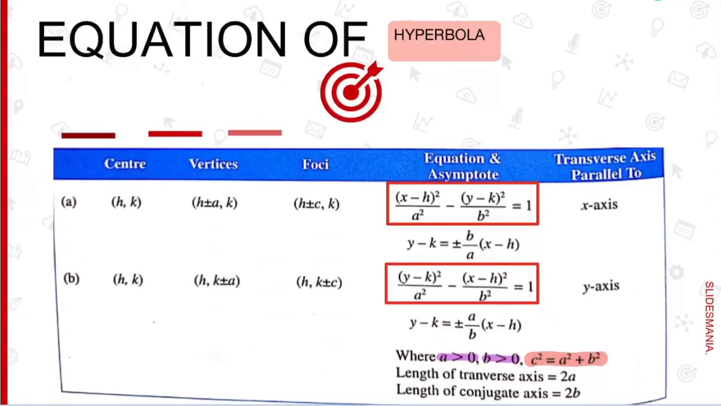Then, the next one, let's see the length of the transverse axis. The length of the transverse axis is equal to 2a, and the length of the conjugate axis is equal to 2b. This is almost the same as in the ellipse, where the length of the major axis is 2a and the length of the minor axis is 2b. However, in hyperbola, we use the terms transverse and conjugate.